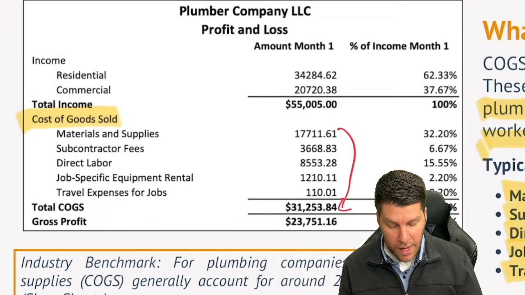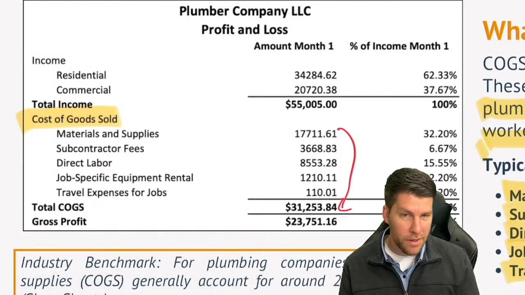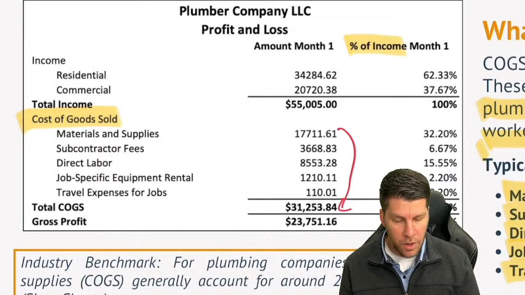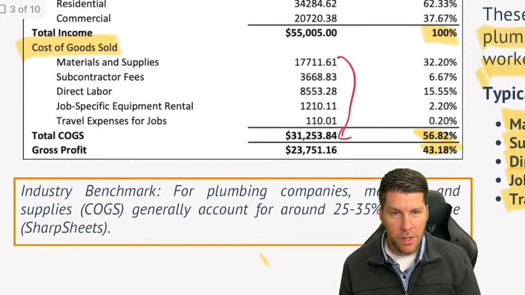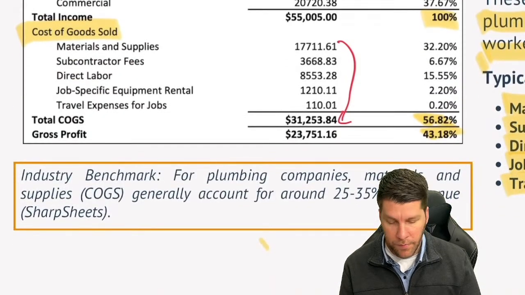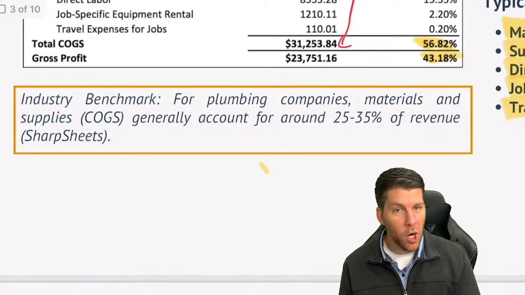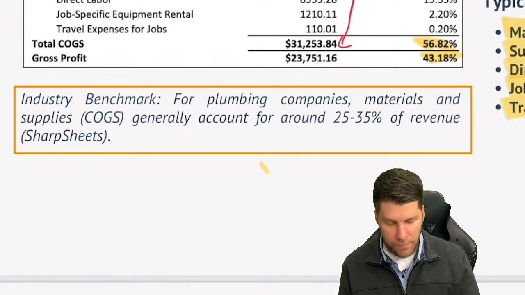Now something I like to have on my profit and losses is actually a setting in QuickBooks called the percentage of the income. As you see here, this is 100%, and then if we go down, this gives all the other percentages, which gives us our gross profit margin, which we will dive into a little more on the next slide. According to Sharp Sheets, around 25 to 35% of your revenue should go for materials and supplies. Again, this depends on what type of plumbing you're actually doing.